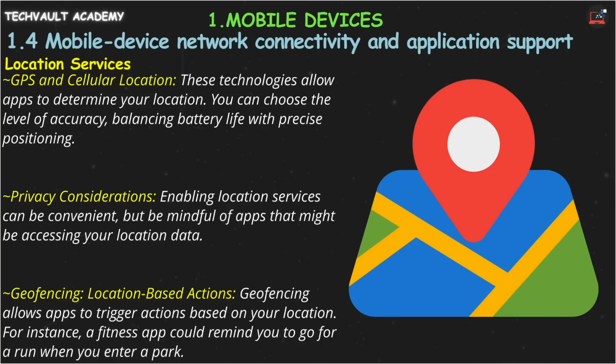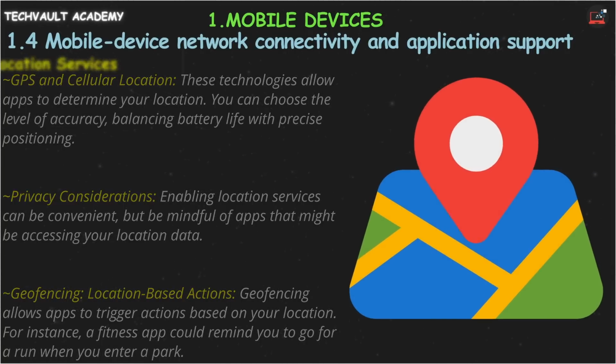Privacy considerations. Enabling location services can be convenient, but be mindful of apps that might be accessing your location data. Geofencing, location-based actions. Geofencing allows apps to trigger actions based on your location. For instance, a fitness app could remind you to go for a run when you enter a park.